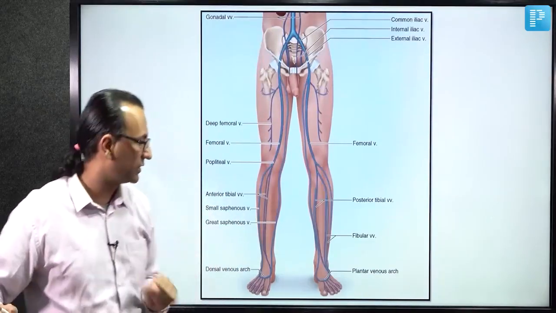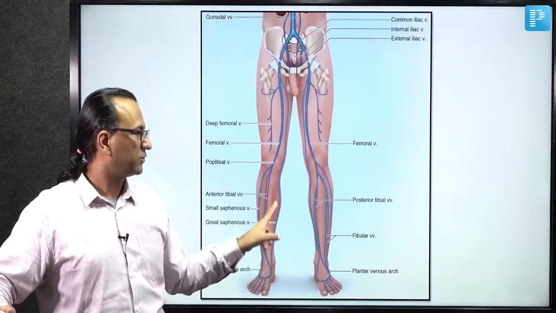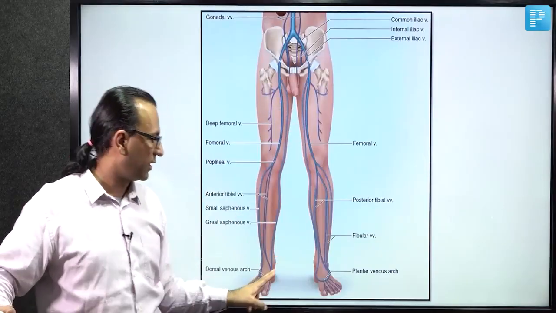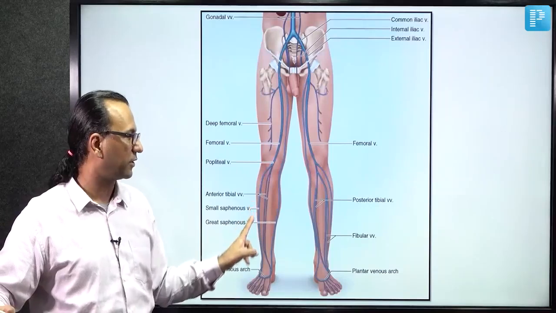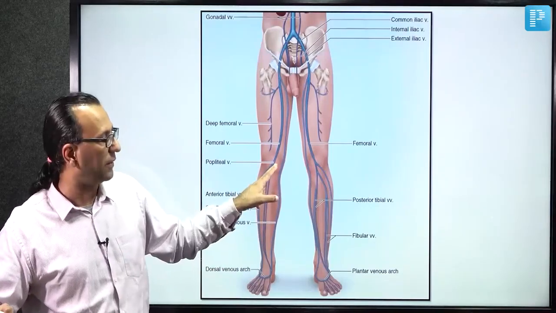What about the superficial veins? There is a dorsal venous arch which will continue medially as the great saphenous vein, which will then be draining into the femoral vein medially, and then the dorsal venous arch laterally will continue as the short saphenous vein, which will run on the lateral aspect of the leg, posterior side of the leg, and enter the popliteal vein at the roof of the popliteal fossa.